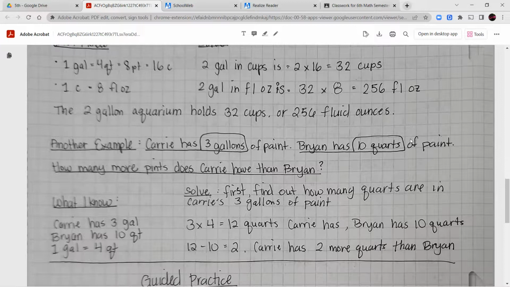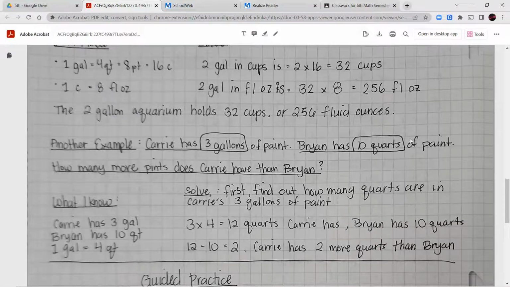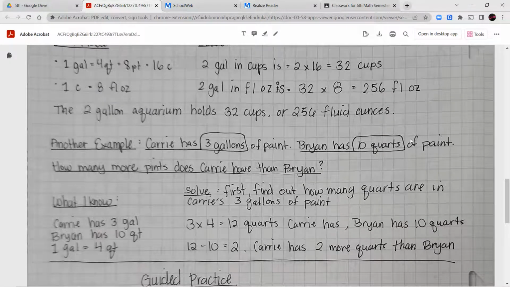Let's take a look at one more example before we jump into our guided practice. This one says, Carrie has 3 gallons of paint. Brian has 10 quarts of paint. How many more pints does Carrie have than Brian? Or sorry, this is supposed to say how many more quarts does Carrie have than Brian? I apologize for the typo. So I know that Carrie has 3 gallons and Brian has 10 quarts. And 1 gallon is equal to 4 quarts.